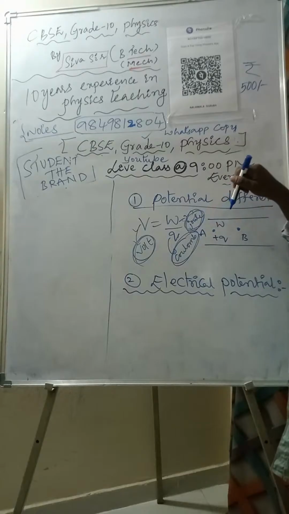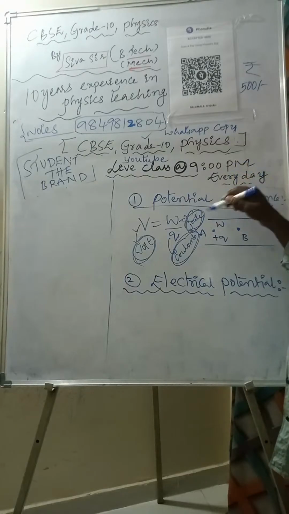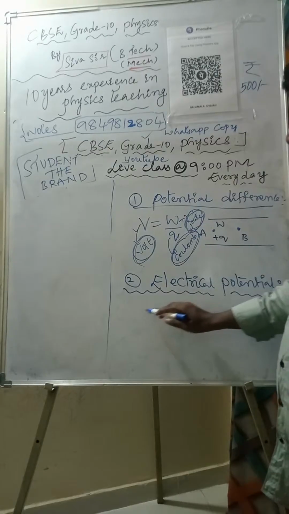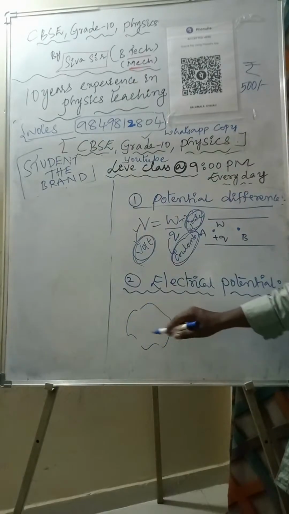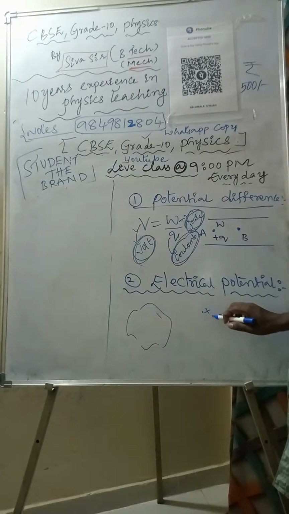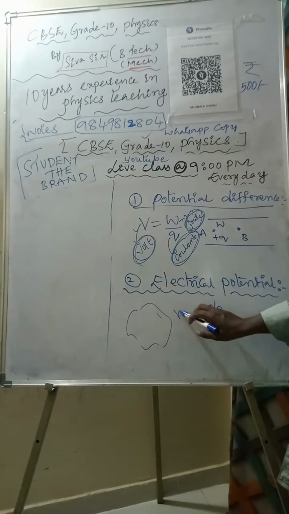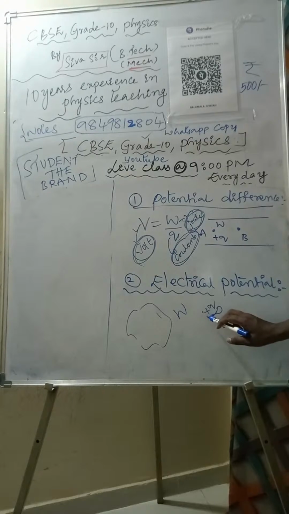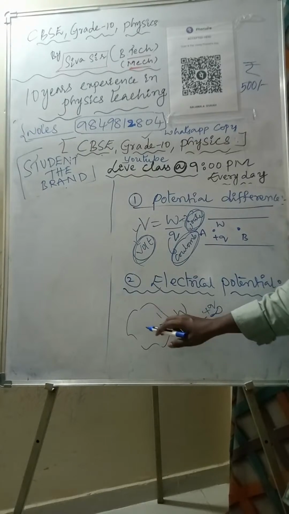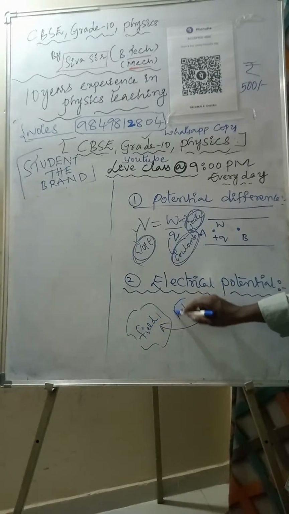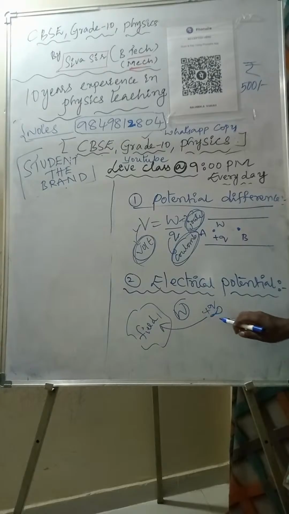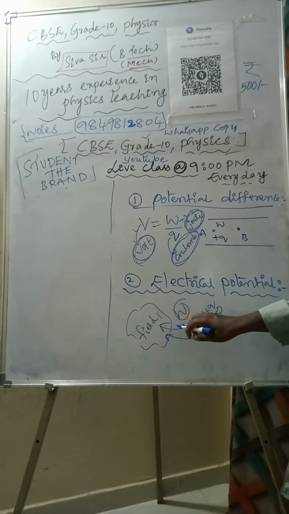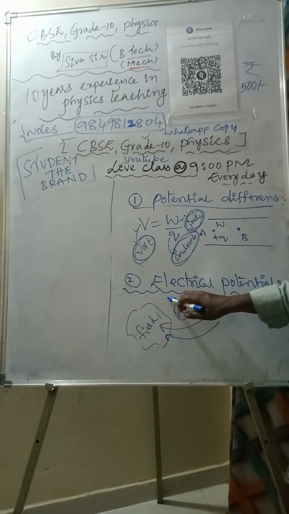So within the conductor, if work is done, that is called potential difference. I am taking this one field, this is the field. The charge is at the infinity point. I'm taking this is the charge, a positive charge, at infinity. We are doing some work to bring this positive charge to the required field. So we are doing some work to bring the positive charge from infinity to the required field. That is nothing but electrical potential.